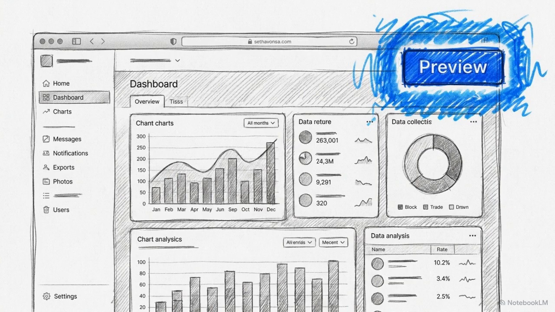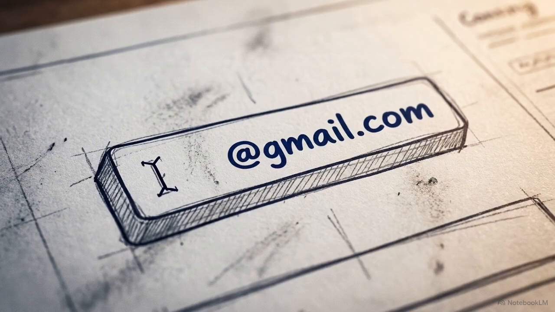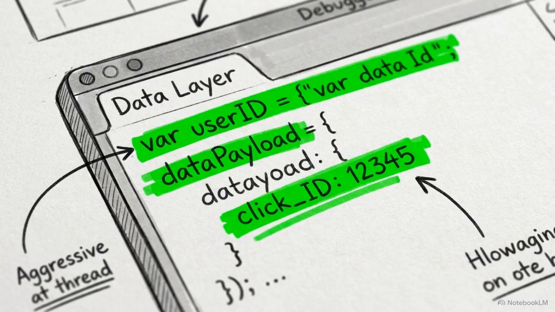To validate the technical mechanics of the pipeline, click Preview in Google Tag Manager to launch the Tag Assistant. Navigate to your live GoHighLevel landing page and submit a test lead. Be sure to use a valid test email address that is associated with a Google account. In the Tag Assistant window, inspect the timeline on the left. Click on the GHL Form Submit event.